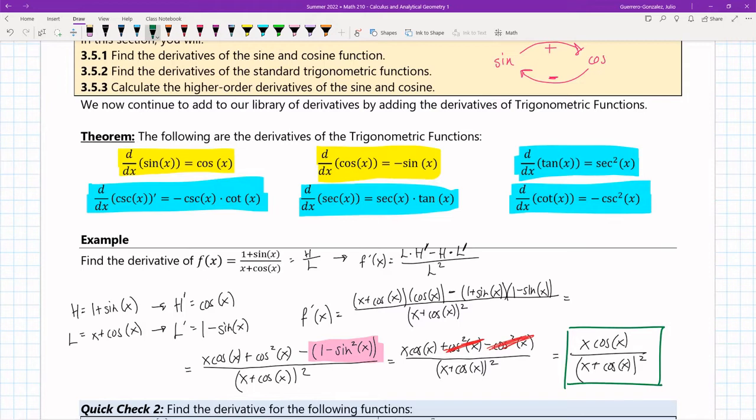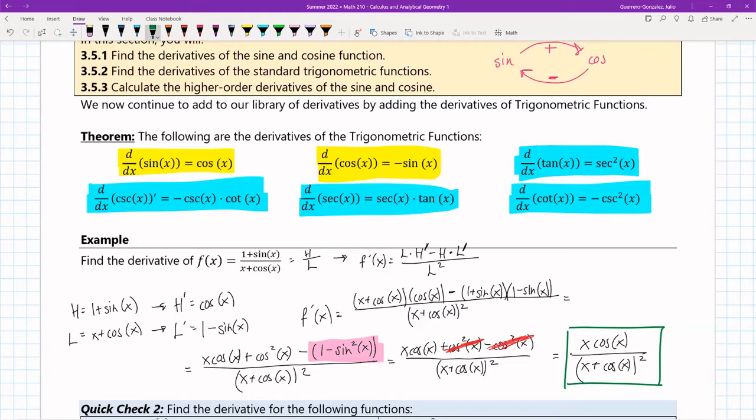Okay, so notice the only new thing that we learned here is the derivatives of sines and cosines. That's it. The rules sort of work out the same way. For all the other ones, if you have the derivative of tangent, that's just secant squared.